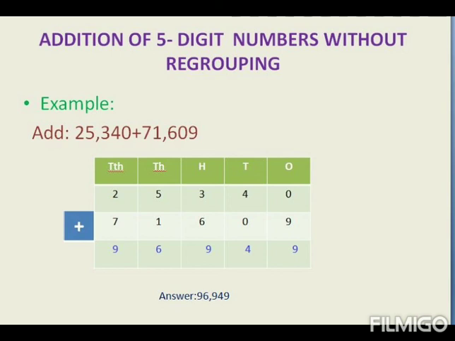Here in ones place we have 0 and 9. When we add any number with 0, we get the same number as the answer. You know this, children? Yes. So 0 plus 9 is 9. Similarly, in tens column we have 4 and 0. So 4 plus 0 is 4.